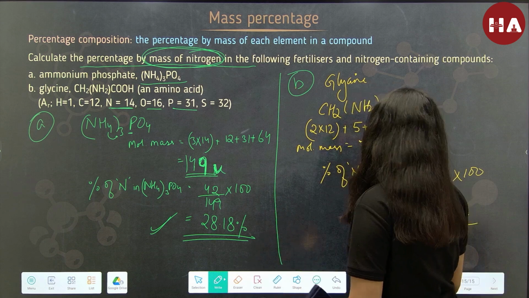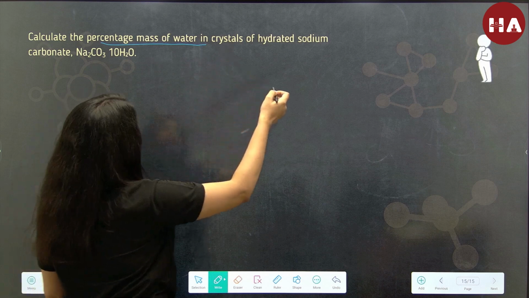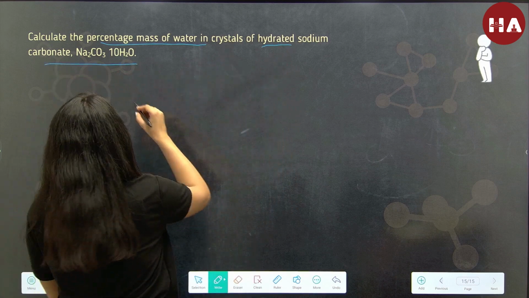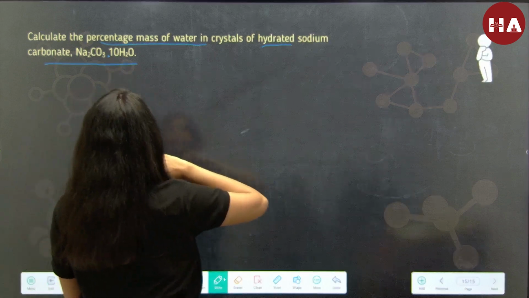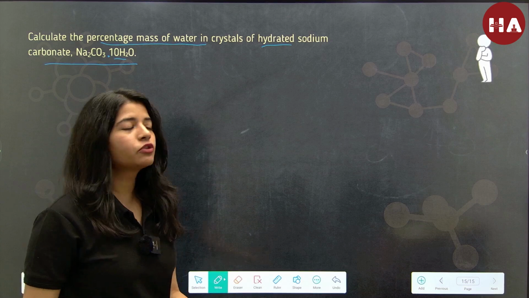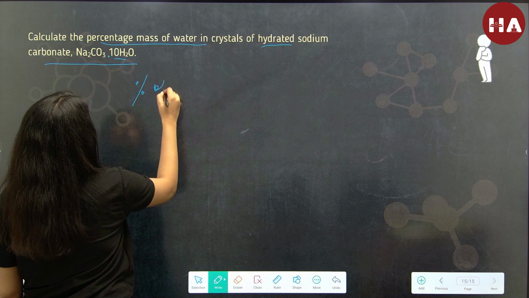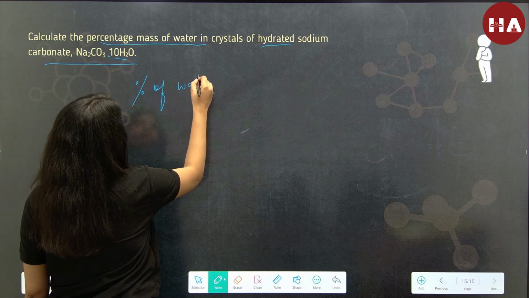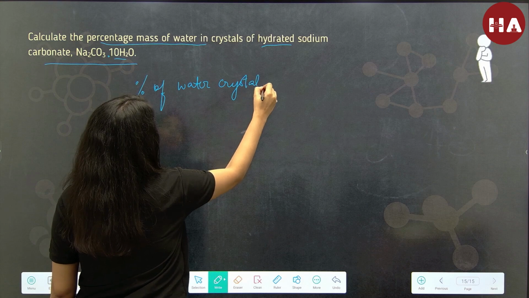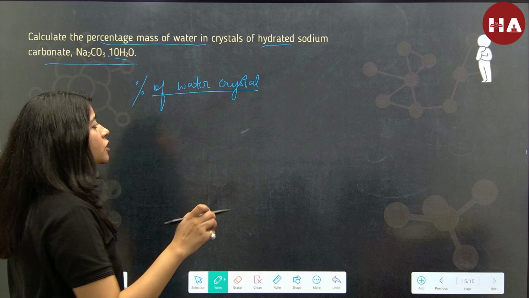Now let's try one more question. The question says calculate the percentage mass of water in crystals of hydrated sodium carbonate, Na2CO3·10H2O. So sodium carbonate decahydrate is given to you. We have to calculate the percentage of water of crystallization. For this, first let's find out the molecular mass of Na2CO3·10H2O.